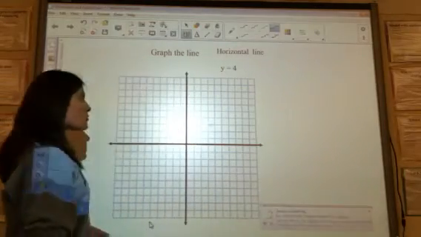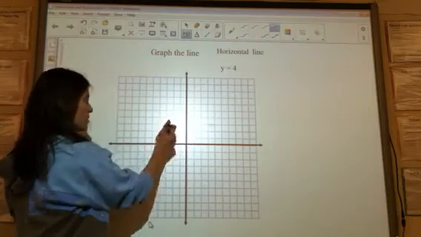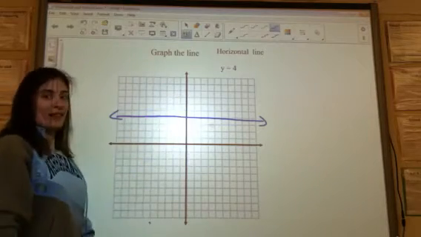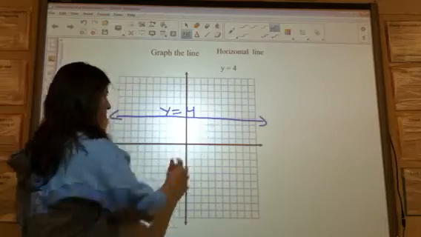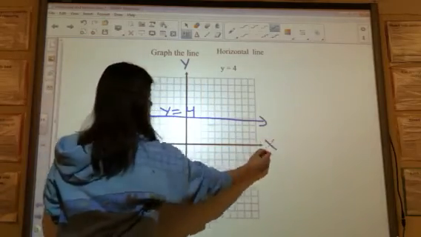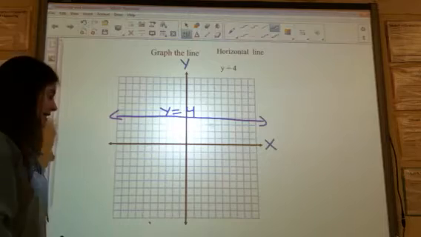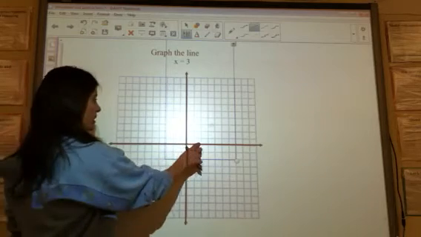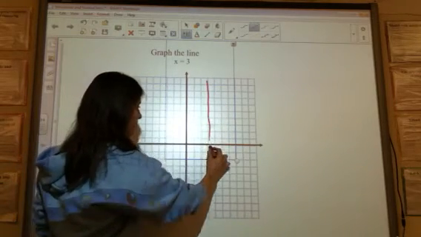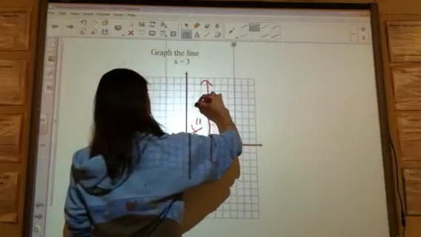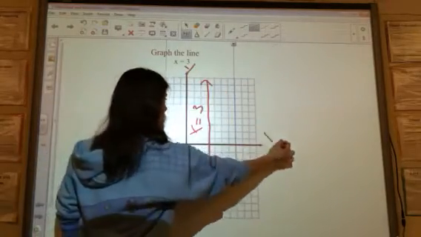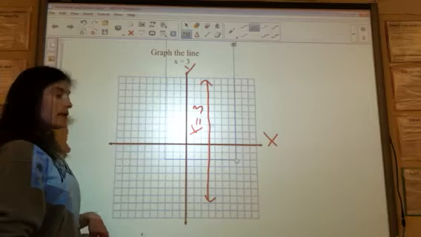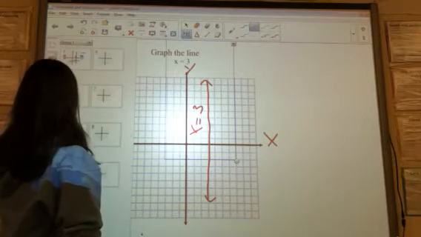Another one. Miss Almeida, y equals 4. Horizontal line, 1, 2, 3, 4. Horizontal line crosses the y-axis at (0, 4). Label your lines, arrows, label your axes, and you're done. It's just that easy. x equals 3. 1, 2, 3. Vertical line. Label your line. Arrow, arrow, y, x. And if you're drawing your own coordinate planes, you need to make sure that your axes have arrows. It's just that easy.